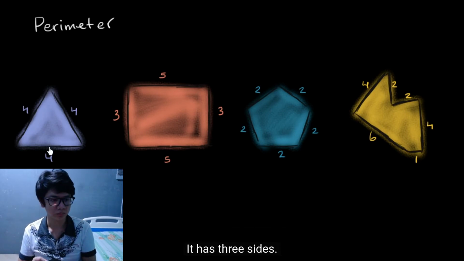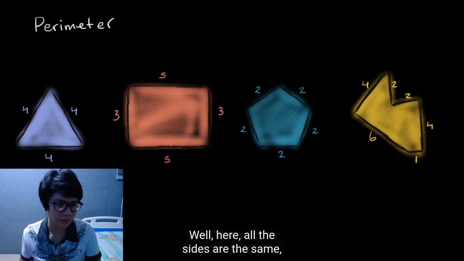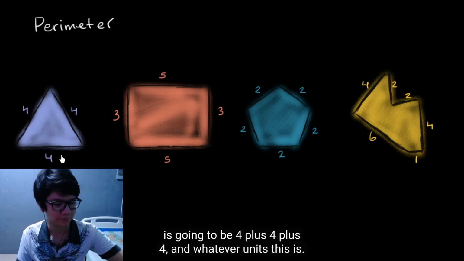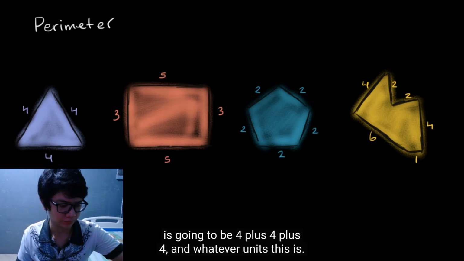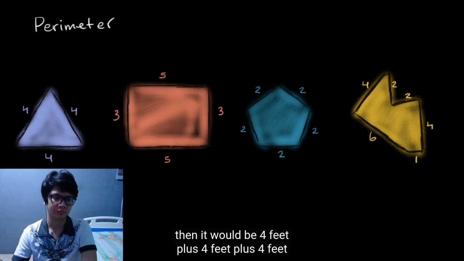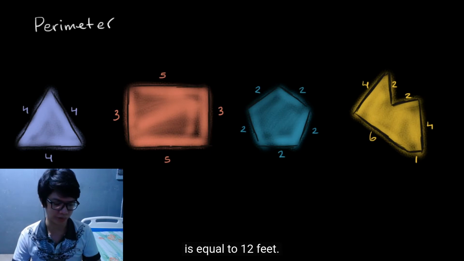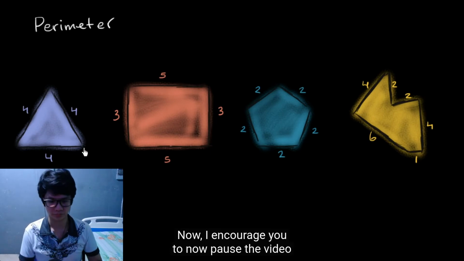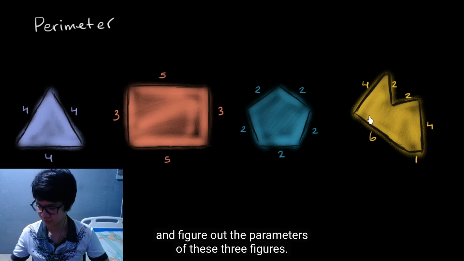It has 3 sides, that's why it's a triangle. So what's its perimeter? Well, here all the sides are the same. So the perimeter for this triangle is going to be 4 plus 4 plus 4, and whatever units this is. If this is 4 feet, 4 feet, and 4 feet, then it would be 4 feet plus 4 feet plus 4 feet is equal to 12 feet.